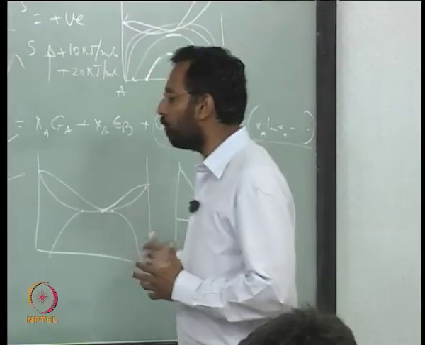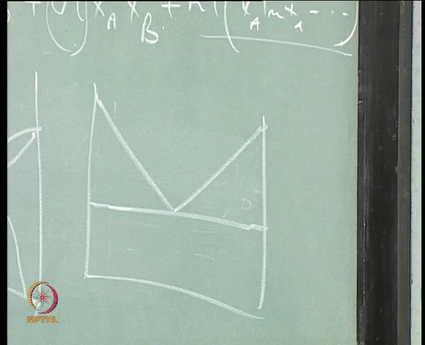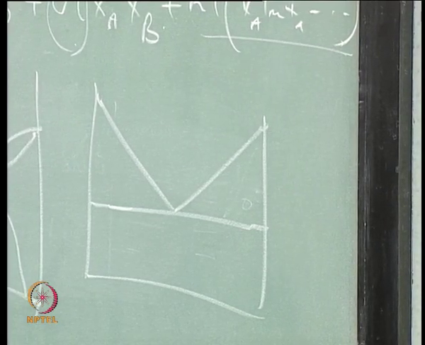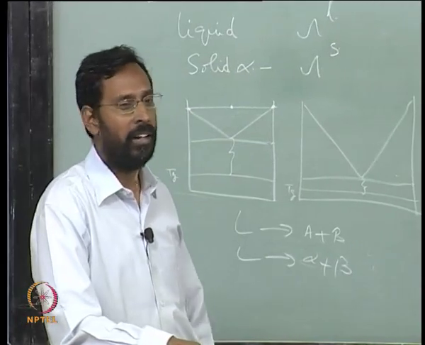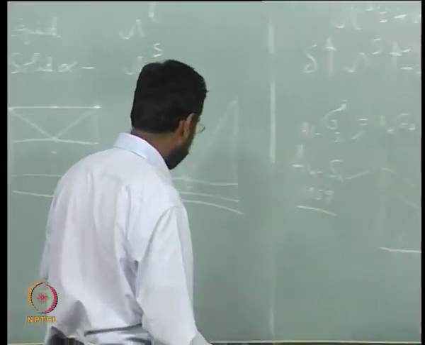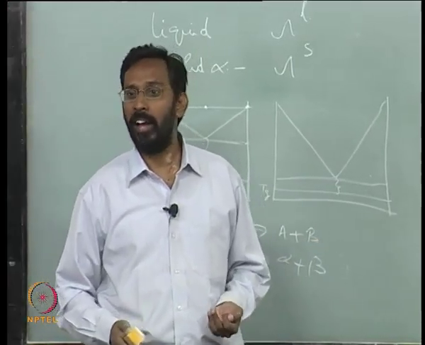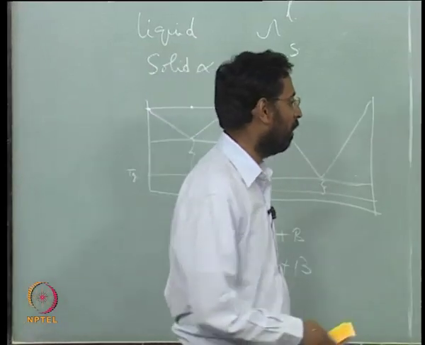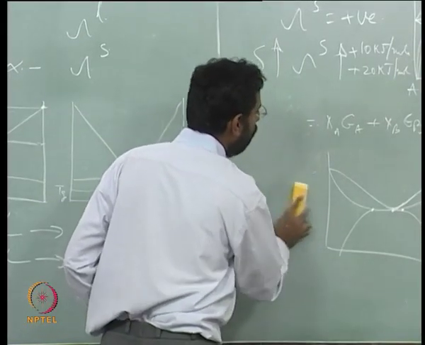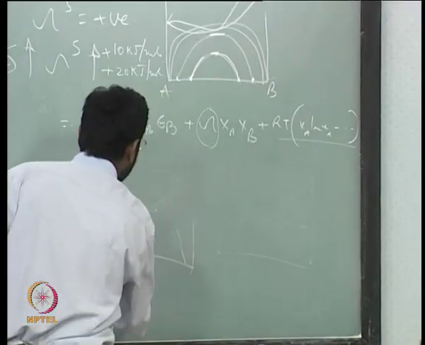The moment you see these things, you can get an idea of this, and people actually even do the calculations to find out whether it really happens or not, and a number of people have already done this. As I told you, there is a journal available called CALPHAD, which regularly does this kind of calculation. Now let us see what happens if omega L is positive.